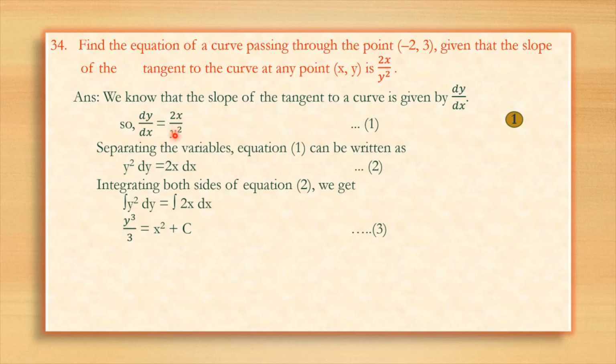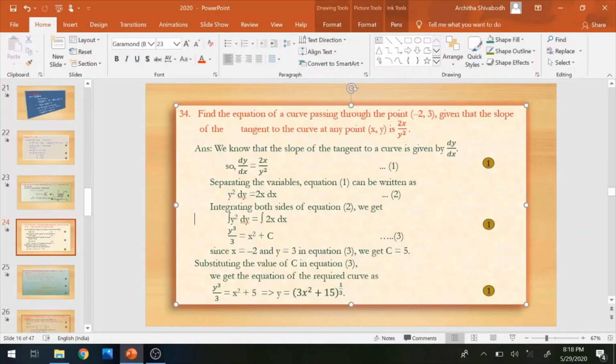Now let me separate the variables here. I will take y square to this side and dx to the other side, meaning y square into dy is equal to 2x into dx. Now integrate on both sides. So we will be getting y cube divided by 3 is equal to 2 times x square by 2. So 2 will get cancelled.